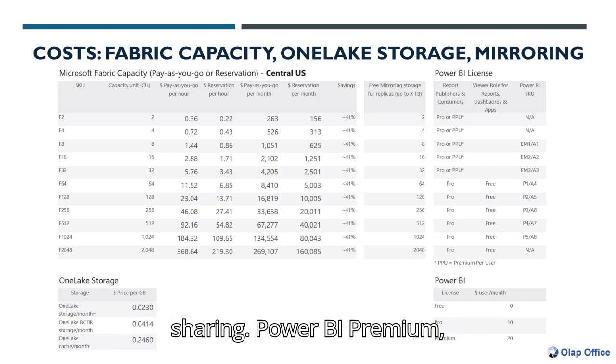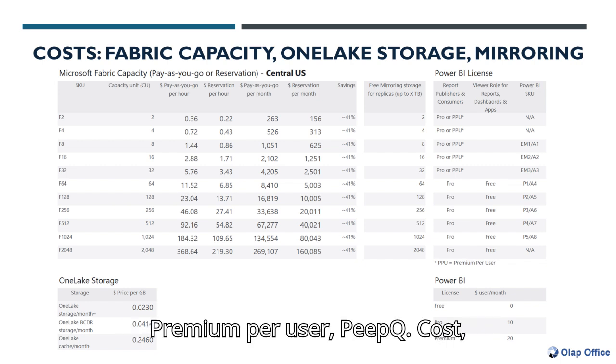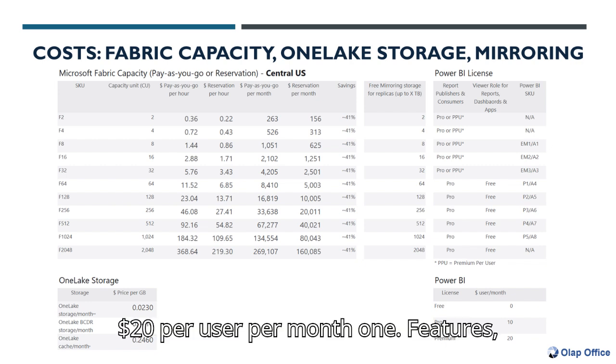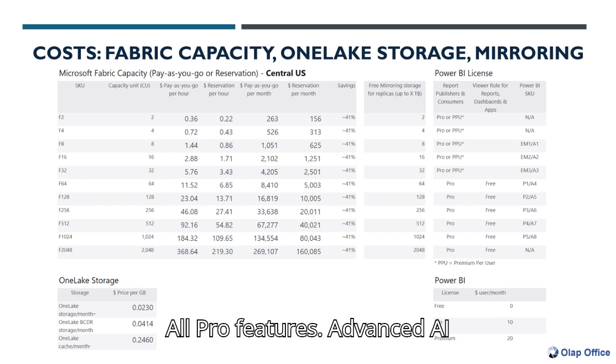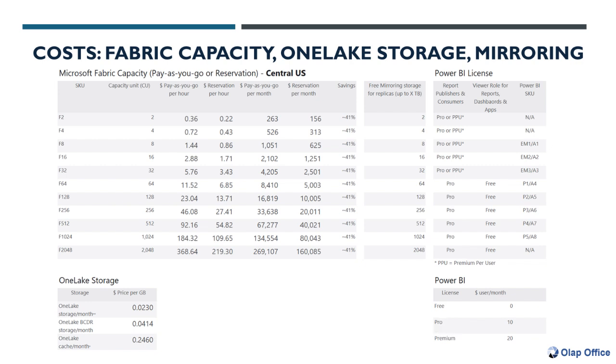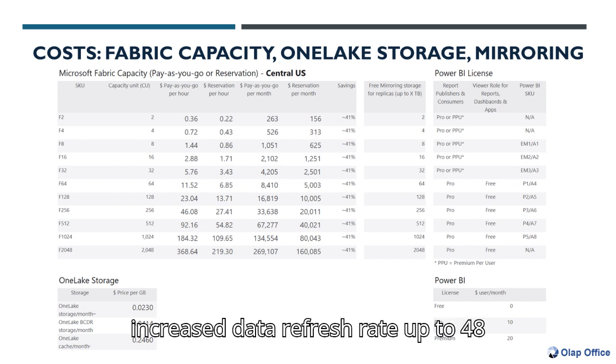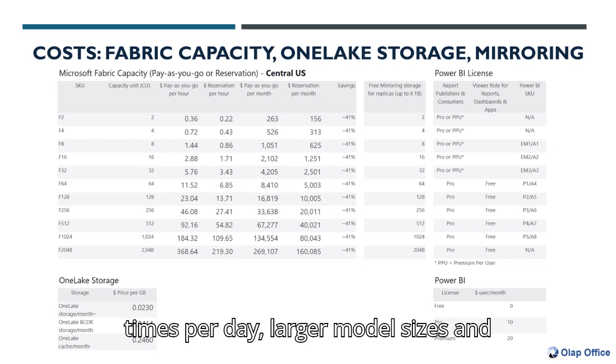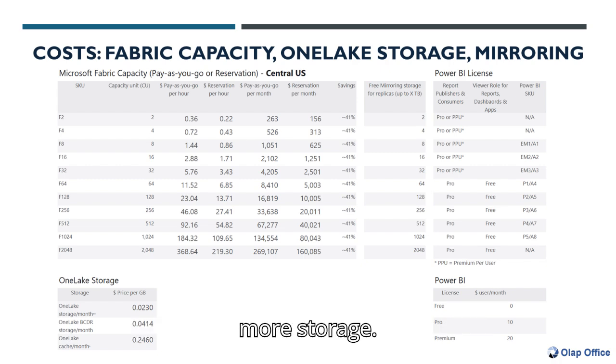Power BI Premium. Premium per user, PPU. Cost: $20 per user per month. Features: all Pro features. Advanced AI capabilities. Paginated reports. Increased data refresh rate, up to 48 times per day. Larger model sizes and more storage.